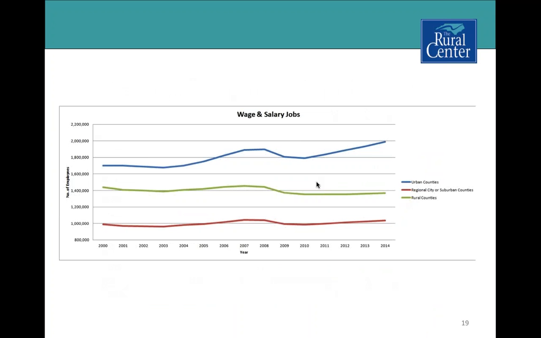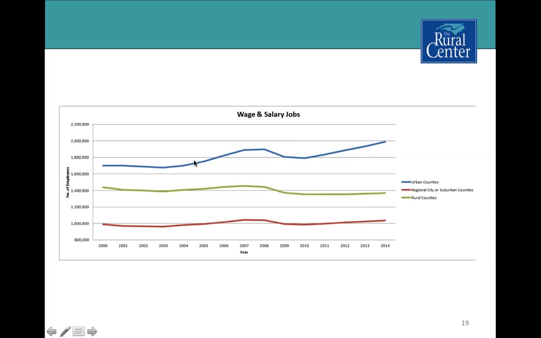So this graphic here is from the Bureau of Economic Analysis, and it's looking at wage and salary employment over time from 2000 to 2014, and we've broken this out by the three major county classifications we use. The blue line are the urban counties, the green line is rural, red line are the 14 regional city and suburban counties, and this is the number of employees. Naturally, for the rural counties, there's 80 counties here. There's only 14 in the regional city and suburban county classification, and only 8 here in the urban counties.